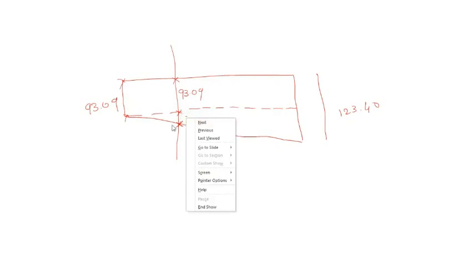I will construct like this. This was how much? 93.09, and this total was 123.40. Somewhere I needed here. See, up to this point, how much is it? From here to here, it is the same, means 93.09. And when I calculated using the similar triangle, how much have I got? 3.13. Therefore, if we add both, it will be 96.22.